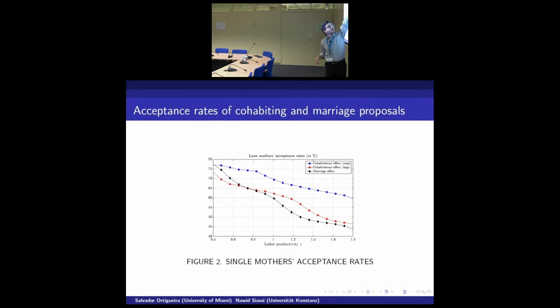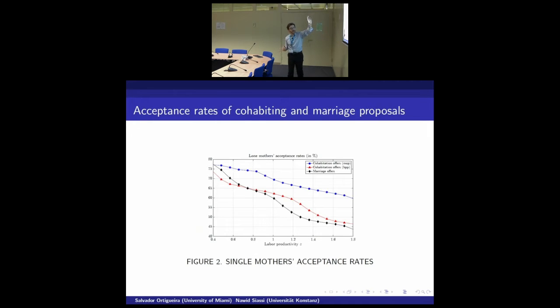Let's look at the blue. This is the acceptance rate of a cohabiting offer from a male who is not the father of the children. This is a good deal. She is quite productive. The male comes, probably he will bring some earnings. He will bring some assets. And he doesn't cause a lot of damage in terms of entitlement to transfer programs. So the acceptance rates go down, obviously, but not as much as marriage offers.